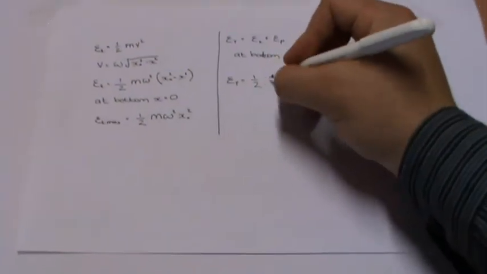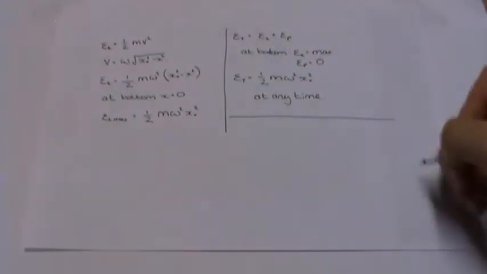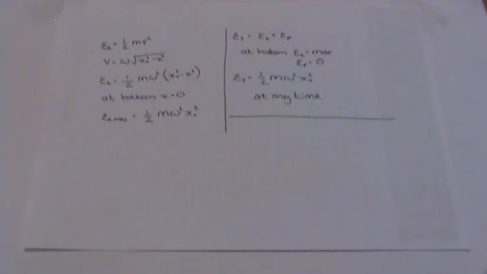As we discussed earlier, total energy is the sum of kinetic and potential energy. So at our equilibrium position, when potential energy is 0 and kinetic energy is a maximum, the total energy is half m omega squared multiplied by the amplitude squared. This holds true for calculating the total energy at any time and any position on the object's motion.